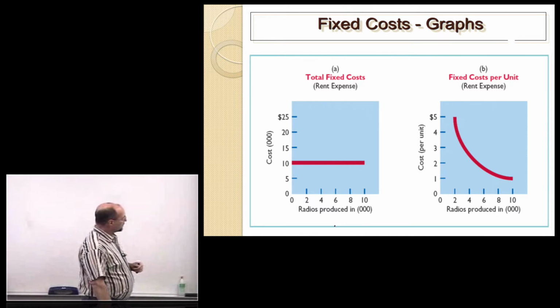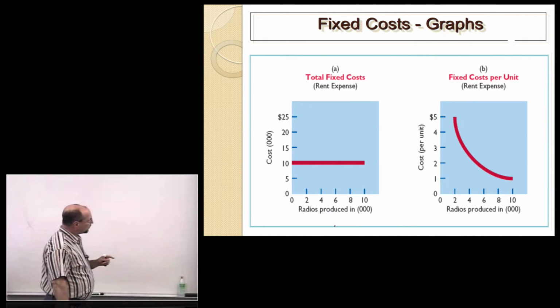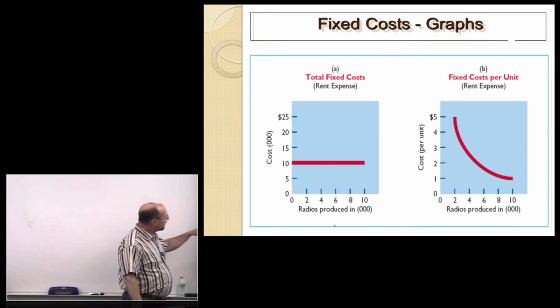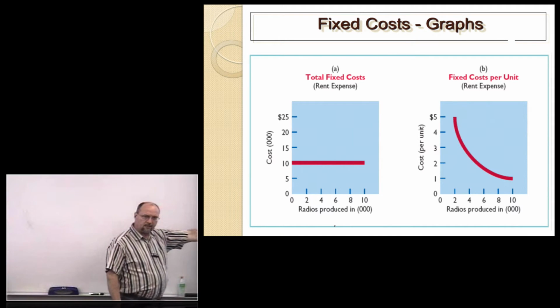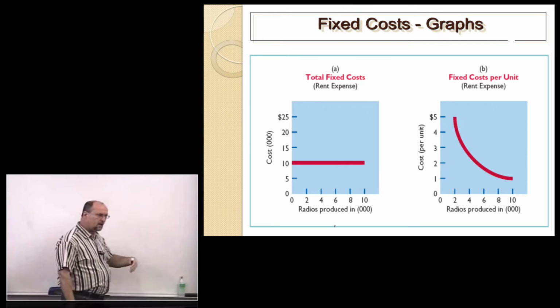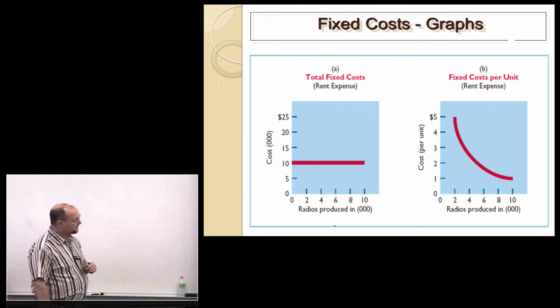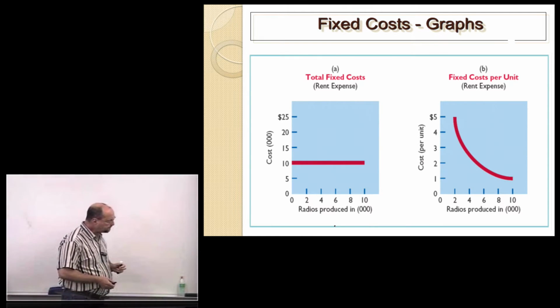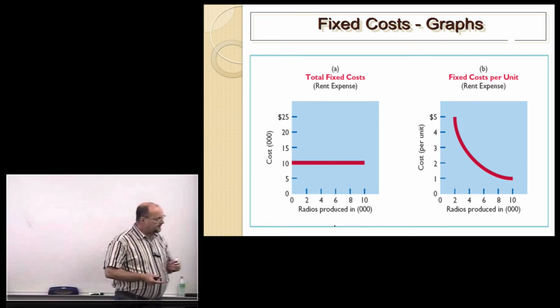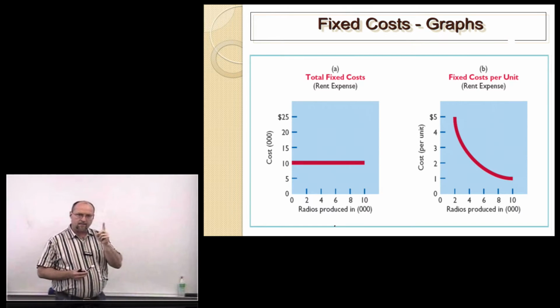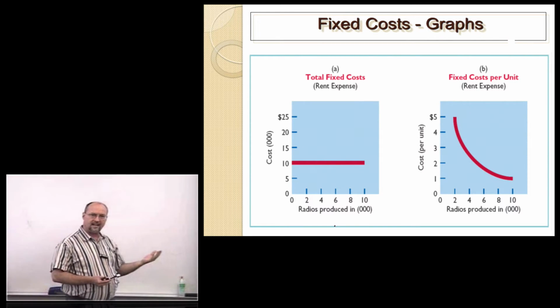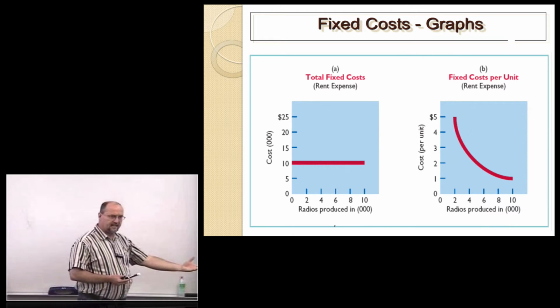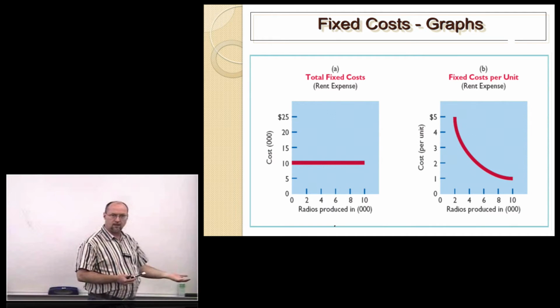Okay, fixed costs. Fixed costs in total don't change. If you're paying $10,000 rent for your factory, then regardless of how much you produce, your total fixed cost will stay the same. Now notice what happens to fixed costs per unit. And you have to interpret the information correctly. If I manufacture one item and my rent is $10,000, then I have to charge that product $10,000 if I want to recover my costs.